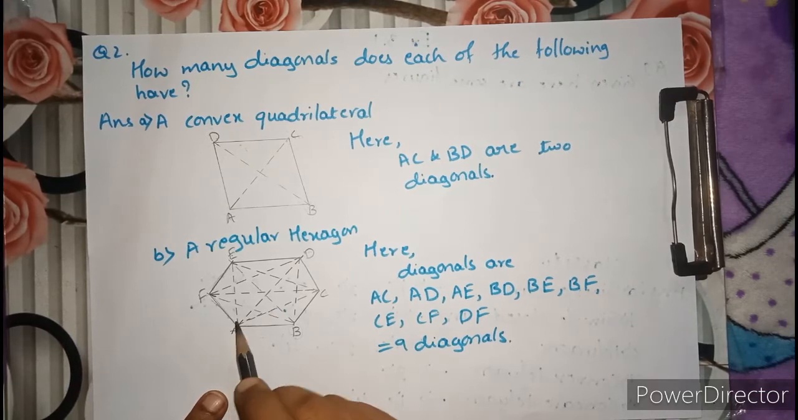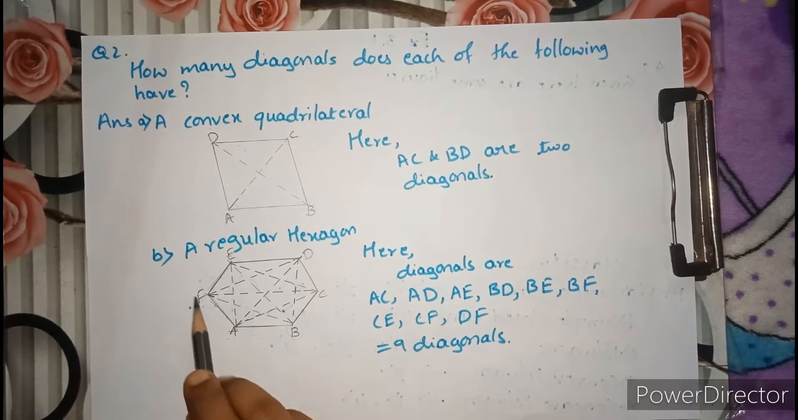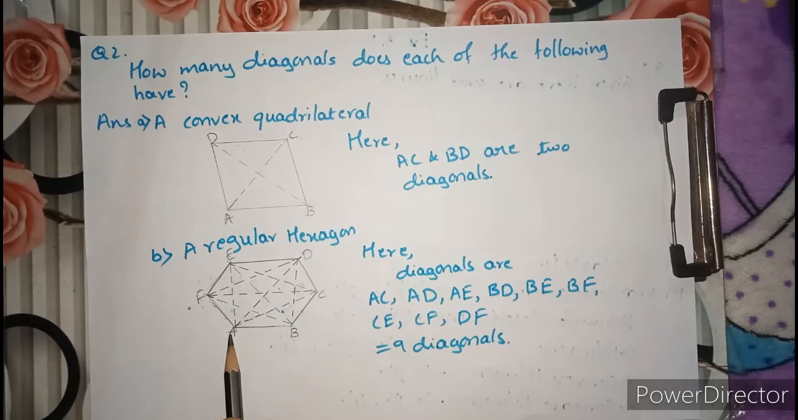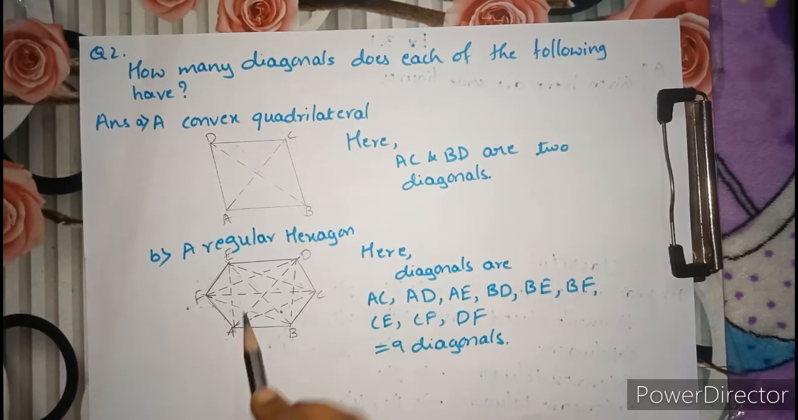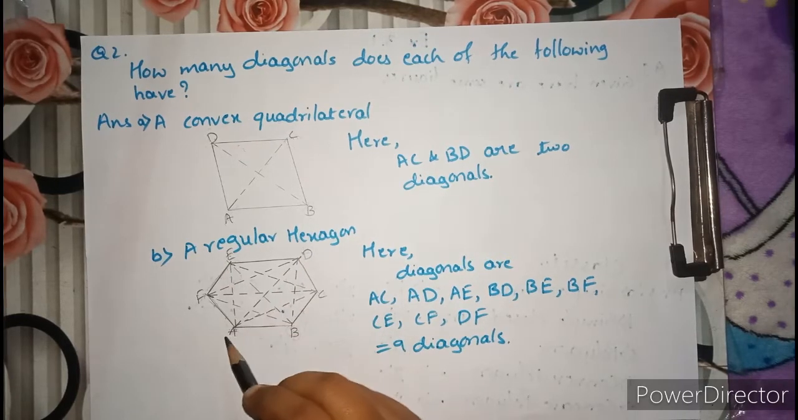Okay. Now again we can't draw A to F because after A we have here F. To the left of A we have consecutive vertex F, so we can't draw here. And also to the right of A we have consecutive vertex B, so we can't draw a diagonal from A to B. So we have from A to C, A to D and A to E.